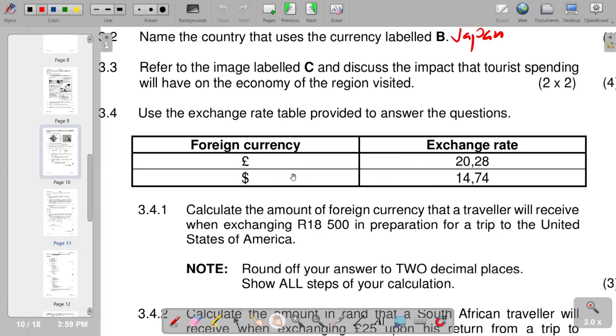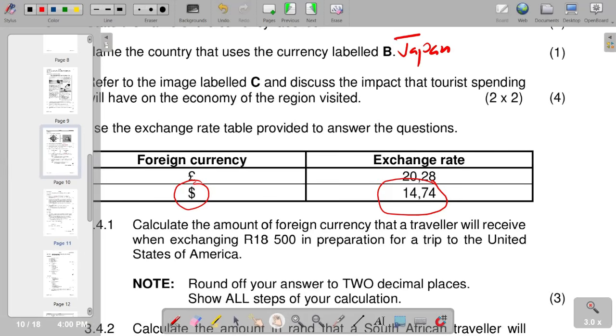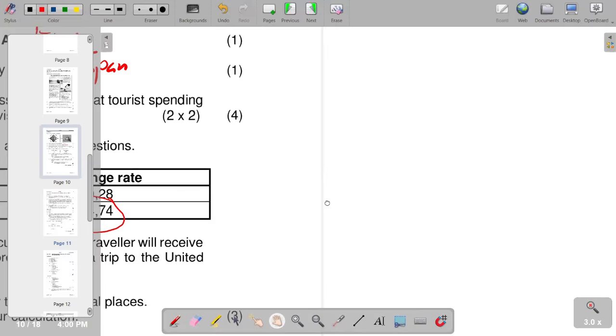So the exchange rate for the United States of America, remember it uses the dollar. So it's on this part. The exchange rate is 14.74 as indicated. So to exchange 18,500 rands, you're going to divide 18,500 by 14.74. So we can divide and see what we get. So basically, it's going to be 18,500 divided by 14.74 as indicated.